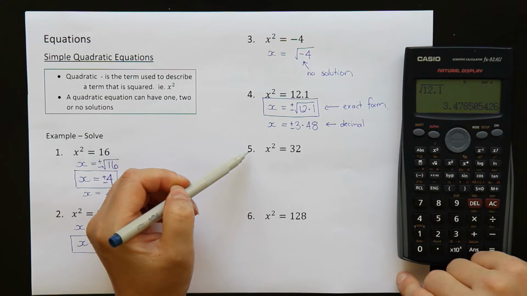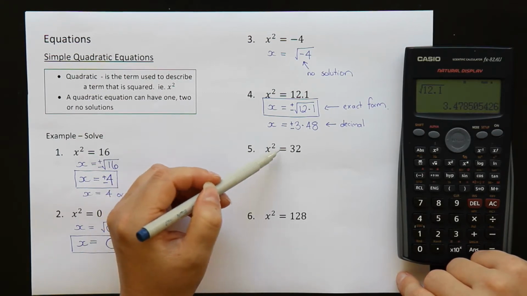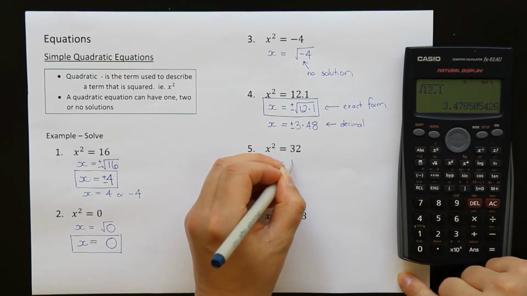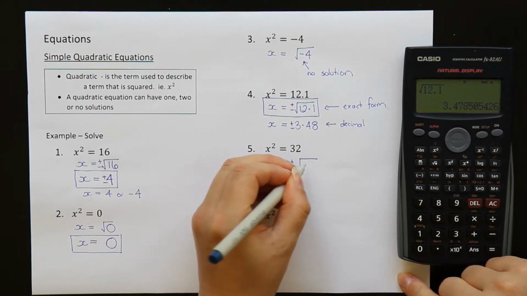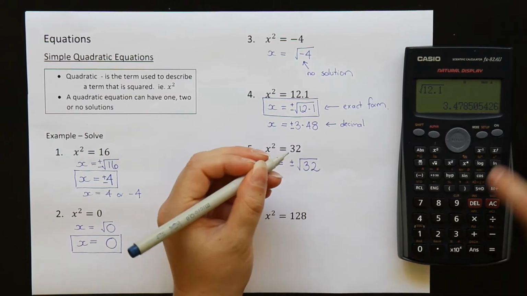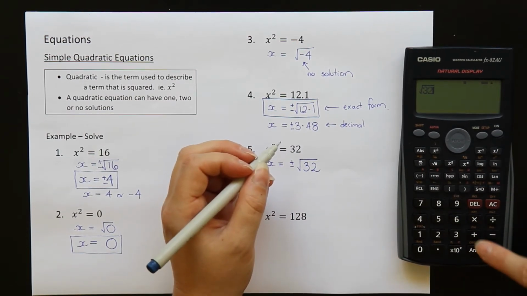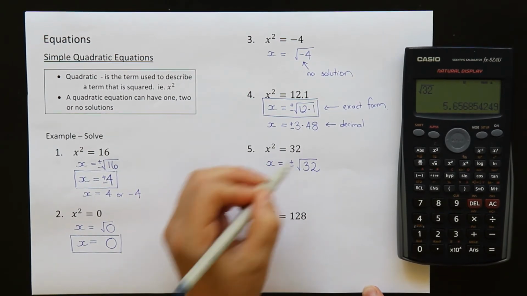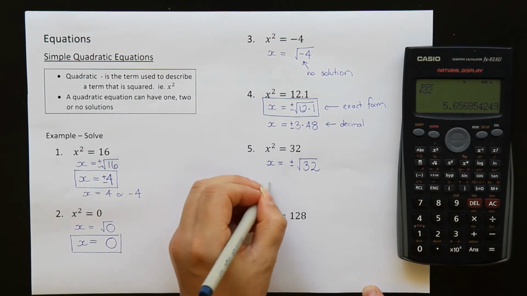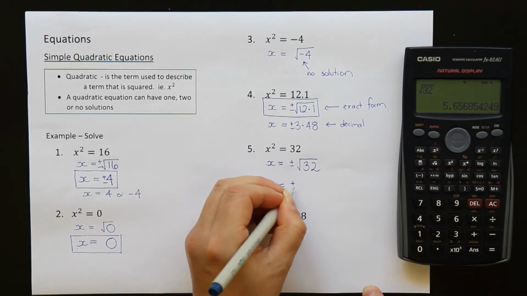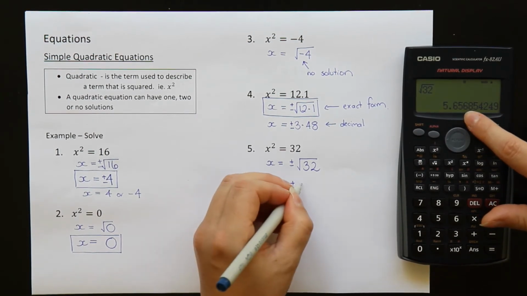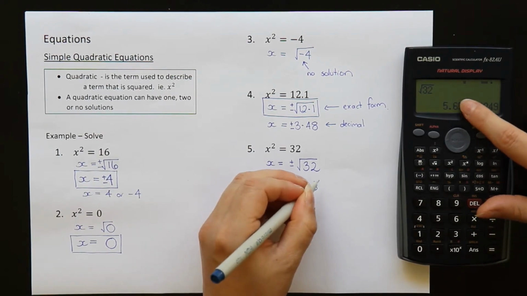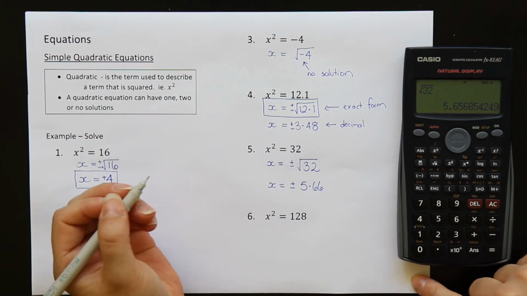Let's try again for question 5. X squared equals 32. So to get rid of the squared, x is equal to plus or minus the square root of 32. Now, square root of 32 is, again, I get a decimal. So this is my exact answer. Or if I'm asked for a decimal, I would get plus or minus, let's do 2 decimal places again, 5.6, and that will round up again to be 5.66.